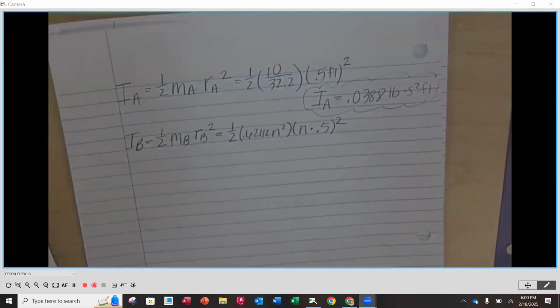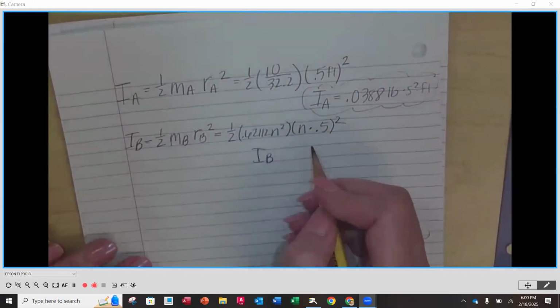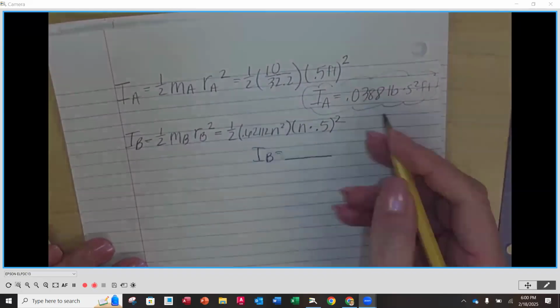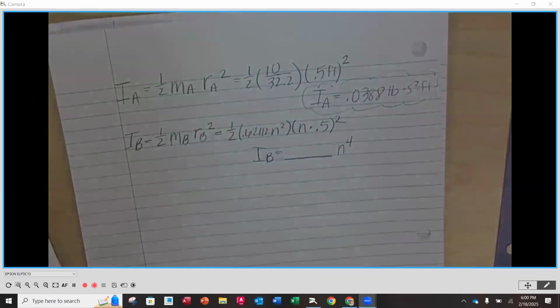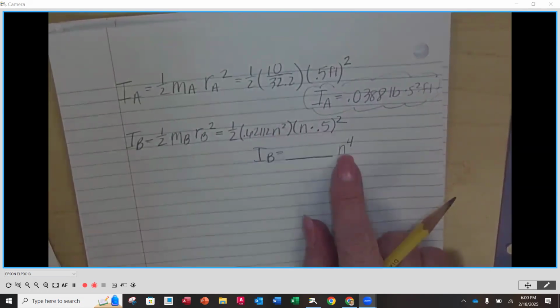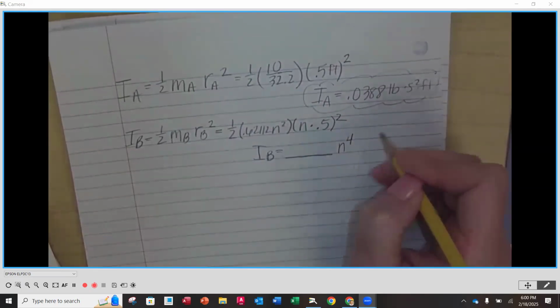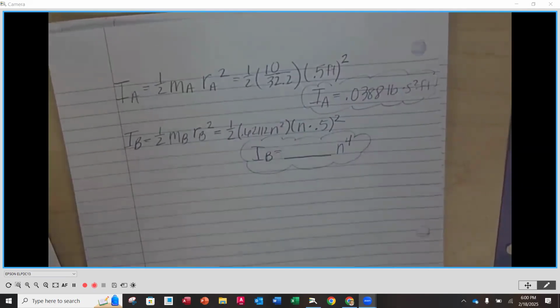Now, what's going to happen here is you're going to get a number for IB, and you're going to calculate it. I'm not going to give you this number. Your value is going to have a variable that is n to the 4th power, because you're going to have n squared here times n squared there. It's going to be n to the 4th, and it's going to have units of pound second squared. So again, I'm doing setup here. I don't want to give it all to you. I want to give you the opportunity to get it in order.